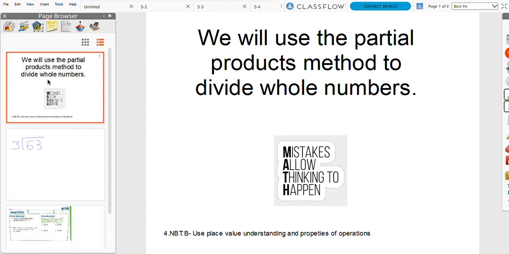So I do want you to know that this is a multi-step method and that you need to keep in mind: math mistakes allow thinking to happen. There's going to be times where you catch a mistake. Do not erase your entire problem, but look at that mistake and see where you can go from there. If you feel frustrated at any time, just make sure you take a deep breath, walk away, come back to it, or move on.